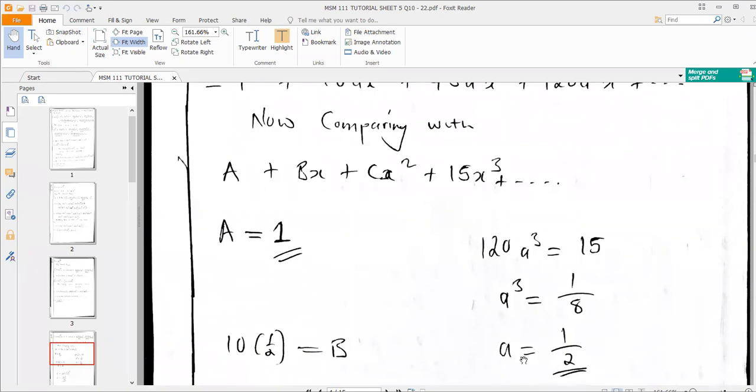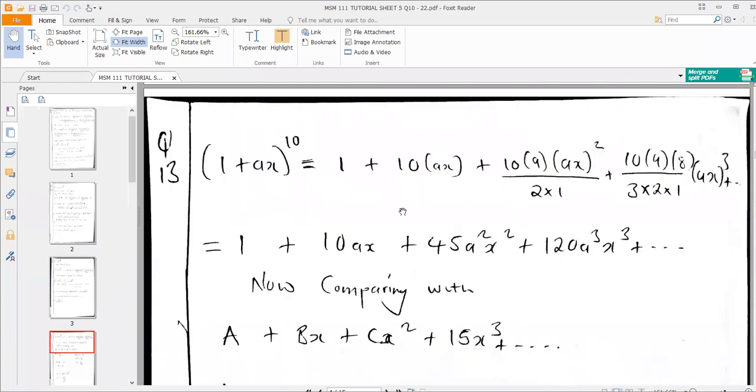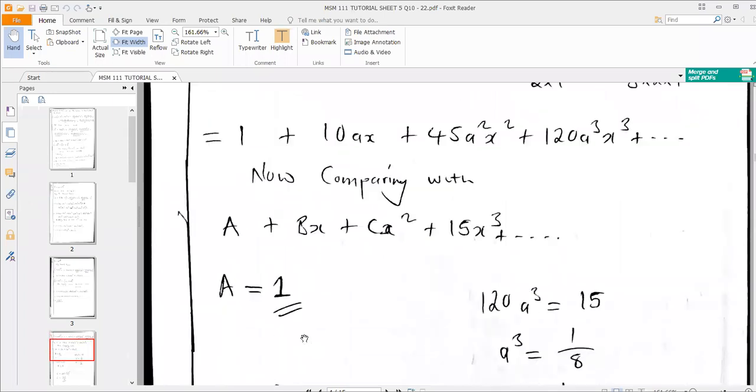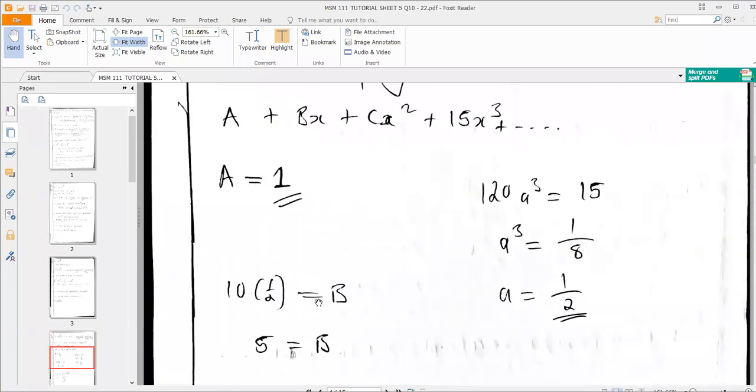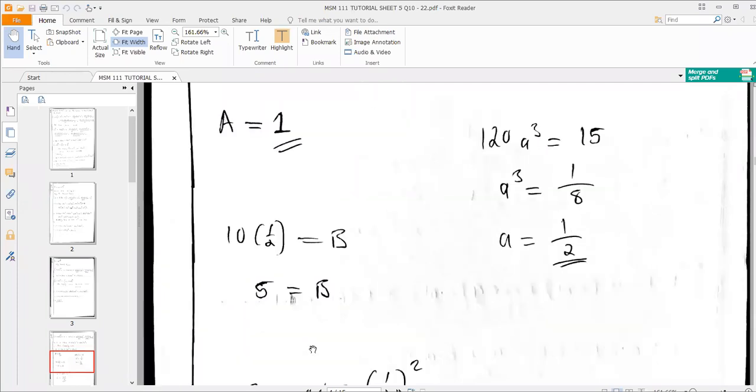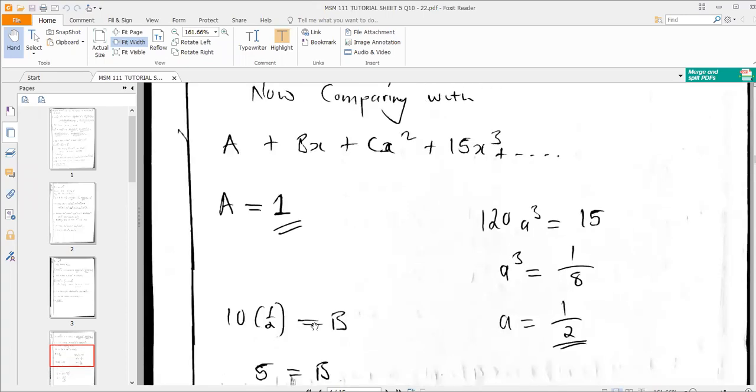So now, since we have found our a to be 1 over 2, we go to our b. We know that bx, we're comparing it with 10ax, so we take the coefficient, and we have 10a is equal to b. Where there's a, we put a half. So 1 over 2 of 10 is 5. So b is 5. Then we are done with finding the values of a and b.